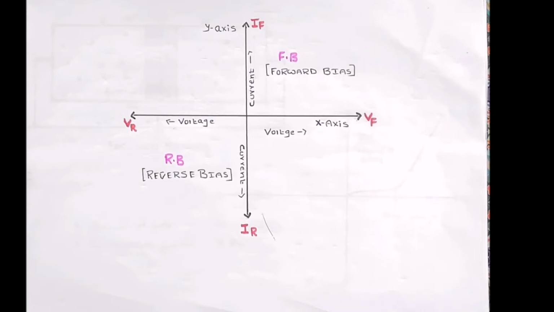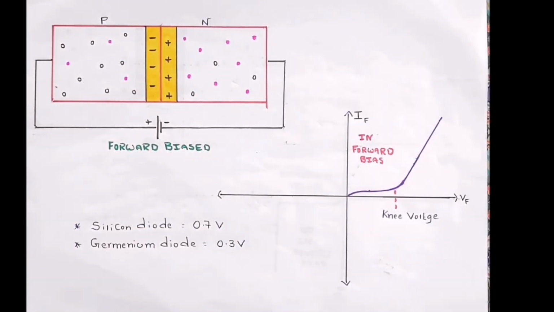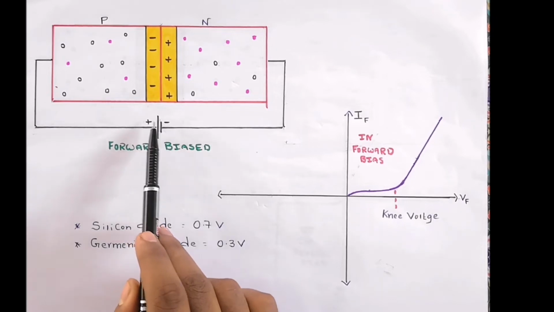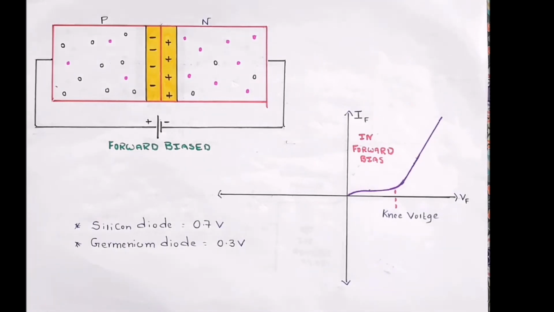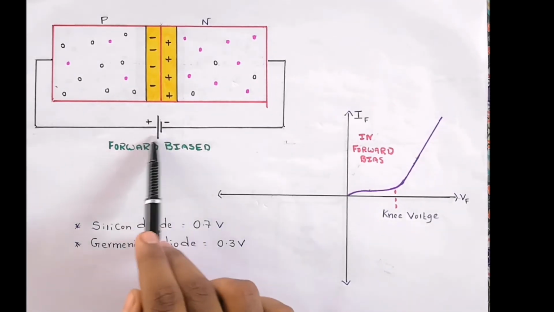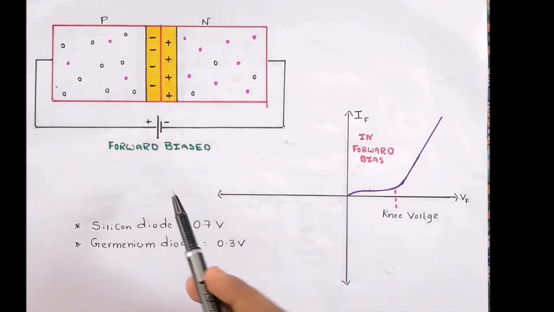As we already know, a PN junction diode can be biased in two ways, forward bias and reverse bias. Now let's see the VI characteristics of a PN junction diode in case of forward bias. In forward bias, the positive terminal of the battery is connected to the P side and the negative terminal to the N side. If we increase the voltage, the current in the diode will be low until it reaches a certain voltage, which we call the knee voltage. Once the applied external voltage reaches this knee voltage, the current across the diode will increase linearly.